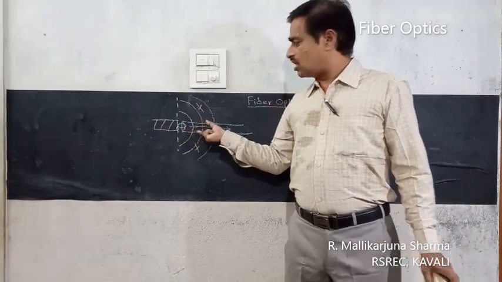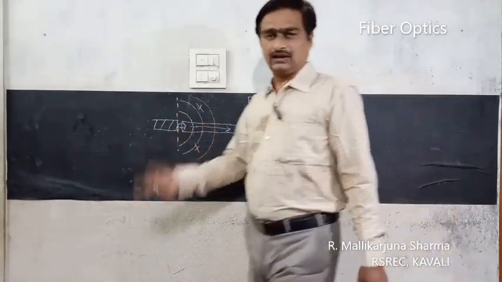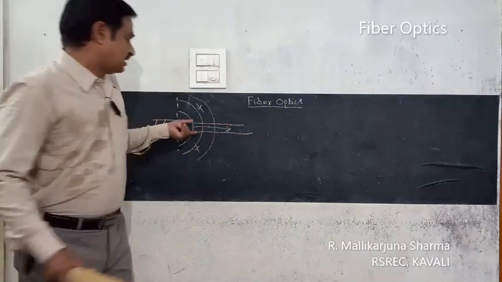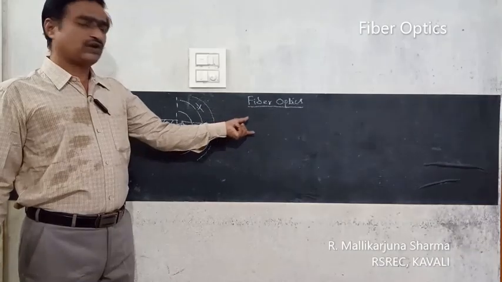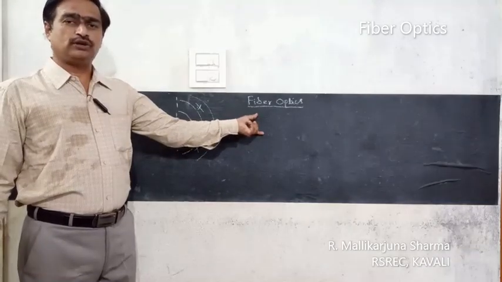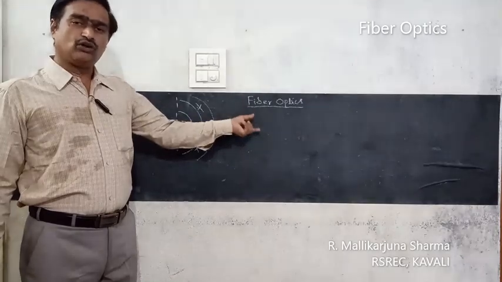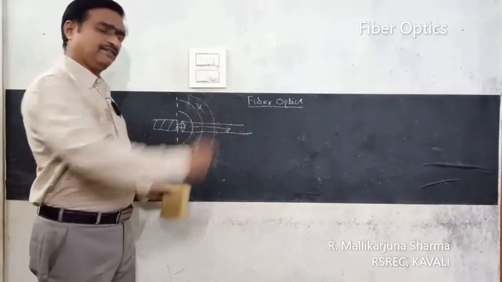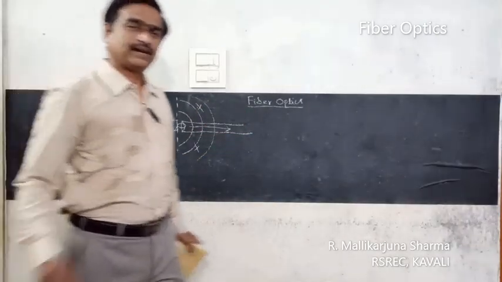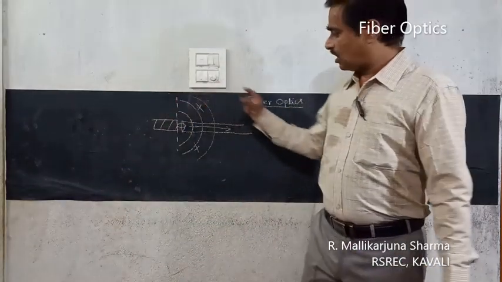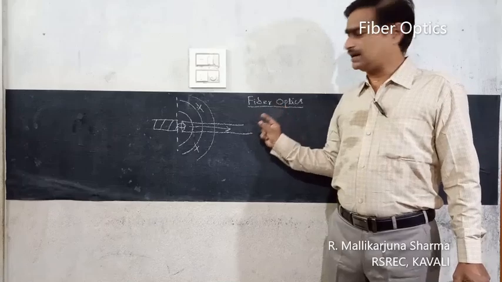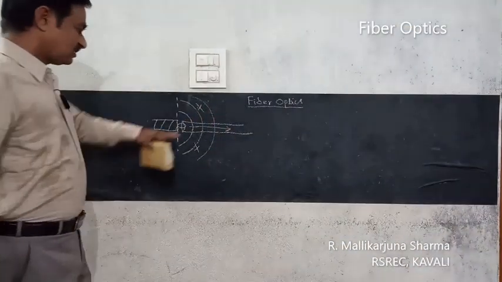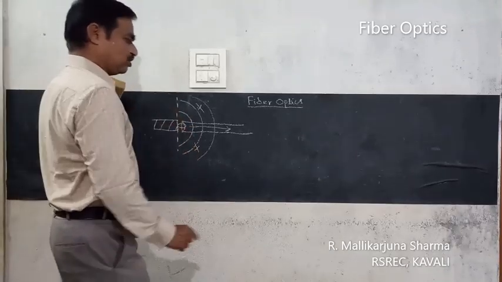Fiber optics or optical fiber is called a guiding medium, an optical wave guiding medium. It is going to guide the optical waves. Optical fiber is defined as an optical wave guiding medium. An optical wave guiding medium is called an optical fiber. Now we study further about this.